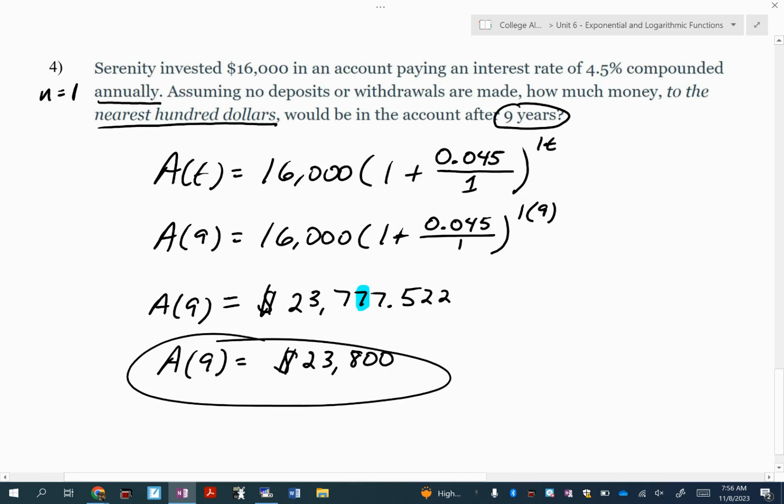If it had said, to the nearest tens, right, then I would be looking at the ones place, which is a 7 as well. That would make this into 780 if it said nearest tens.